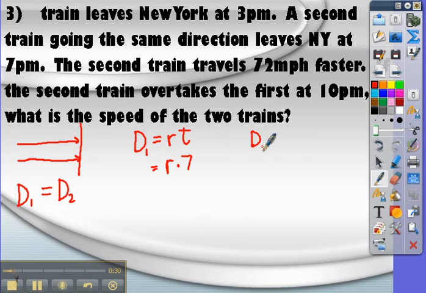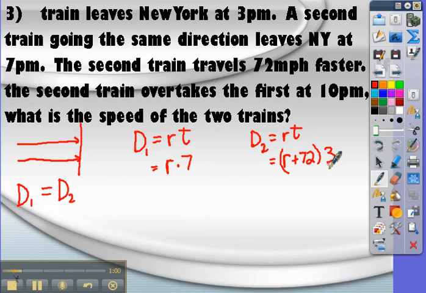The second train, set up the same way, distance equals rate times time, though the rate and time might vary from the first time. The rate of this train, we don't really know either, except that we know that it was going 72 miles per hour faster than the first one. Well, the first one we called R, so this one we can call R plus 72. And then the time, it started at 7 p.m., went to 10 p.m., so it had 3 hours worth of time that it was traveling.